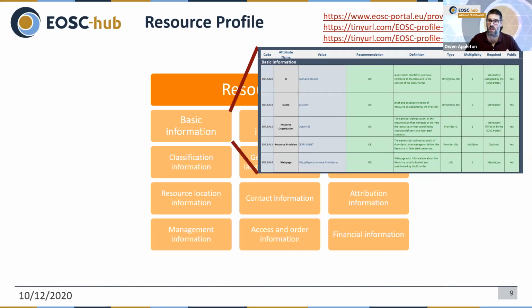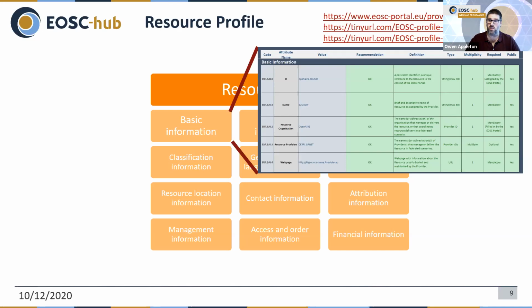Are we looking for text? Are we looking for a single line? Are we looking for a paragraph of text? And is this information made public? We do ask for some information which isn't made public. A good example is security contacts. So security contacts are something that EOSC, as the central bodies of EOSC as they evolve, will need to know.